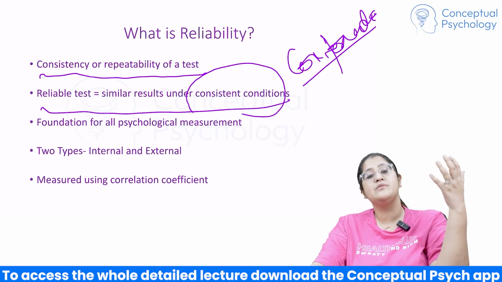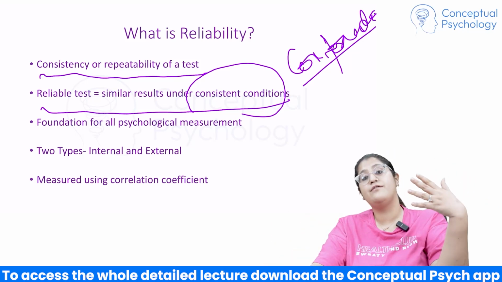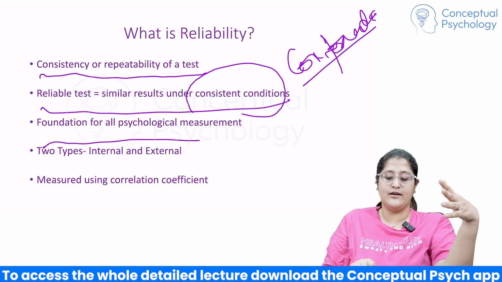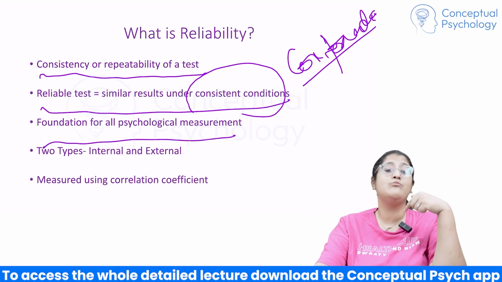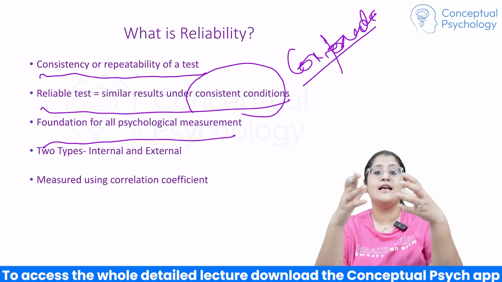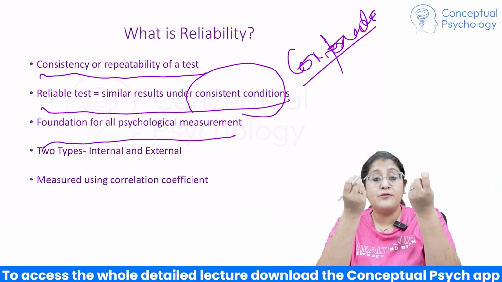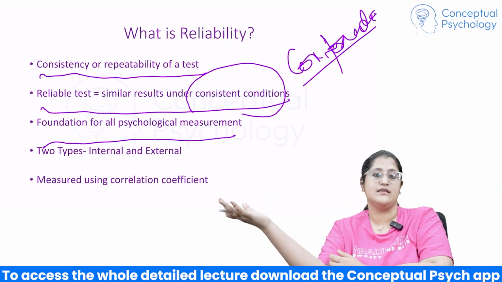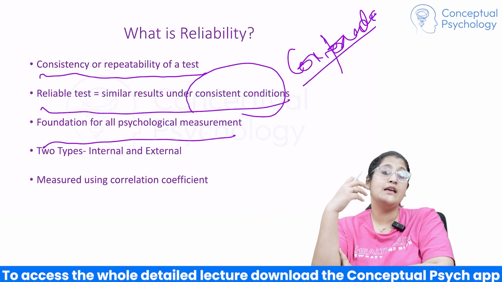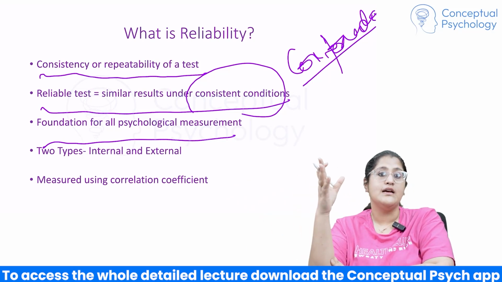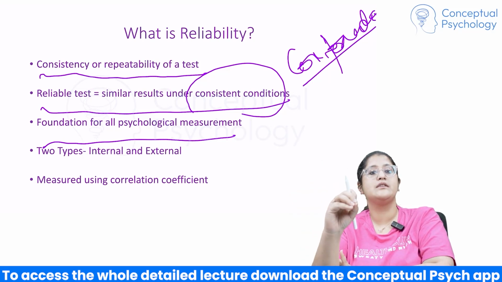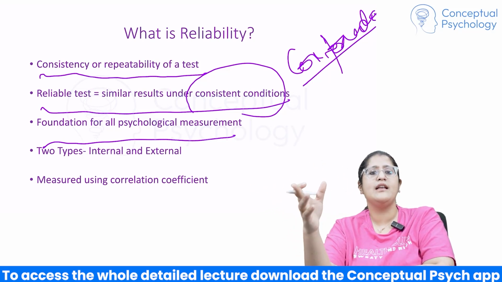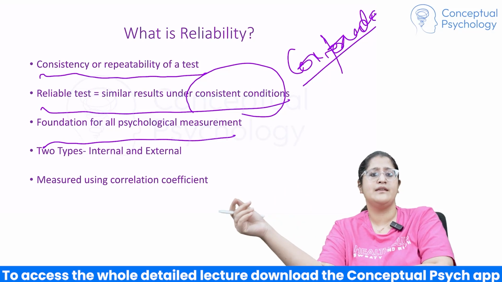Now, reliability of course becomes the foundation of all psychological measurement, because a test will not be regarded as universal if the findings are not consistent, right? How can you say with confidence, supposing for an IQ test, that this person has borderline IQ, or a borderline level of mental retardation?